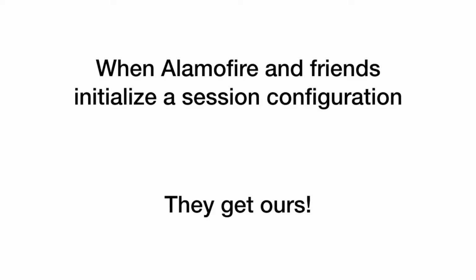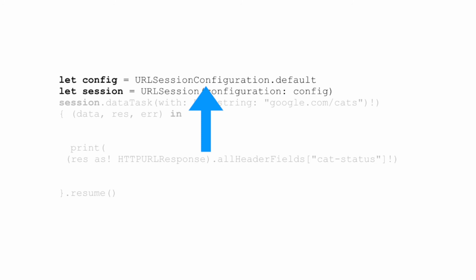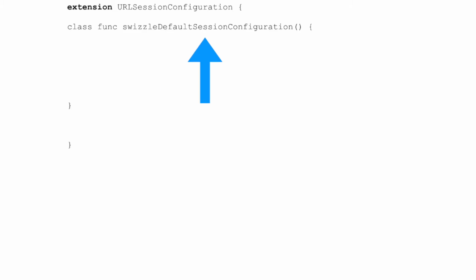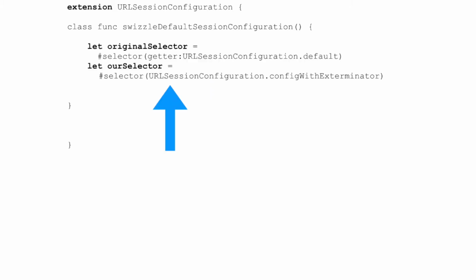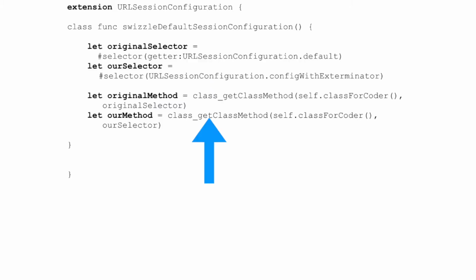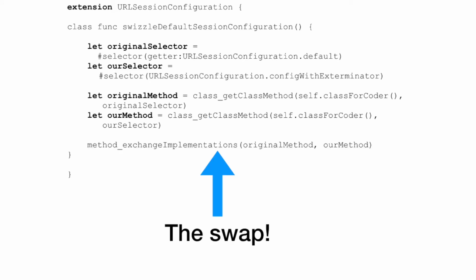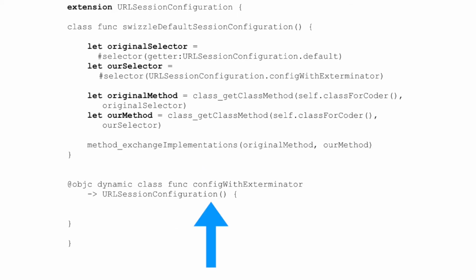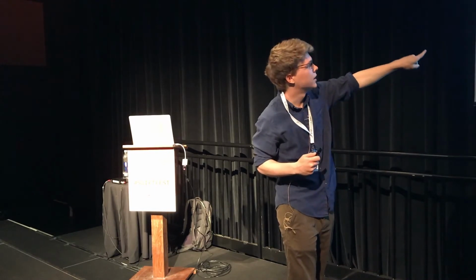So when they initialize a session configuration, URLSessionConfiguration.default, we want to instead return our session where we append the protocol into it. We did this by extending URLSessionConfiguration, and we make an actual function that does the swizzling itself, right? You get both selectors, you get the methods from the selectors, and then you exchange the method implementations. So what we're doing here is swapping URLSessionConfiguration.default with URLSessionConfiguration.configWithExterminator. And that's right down here.